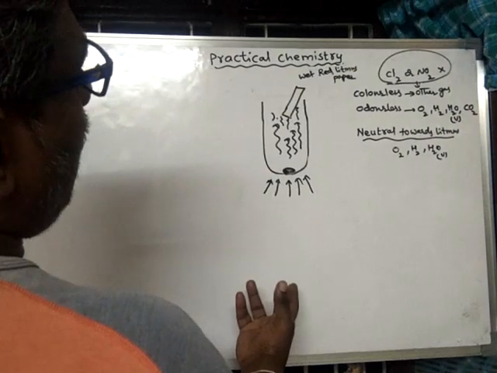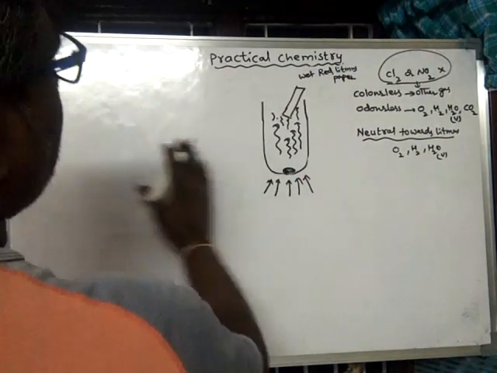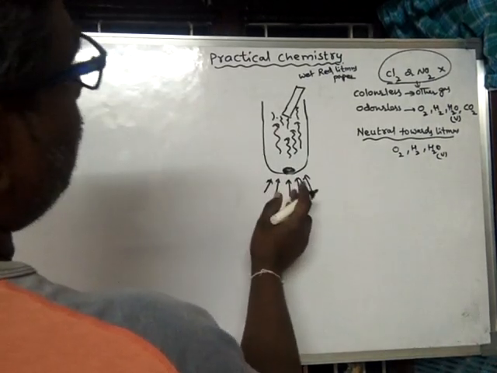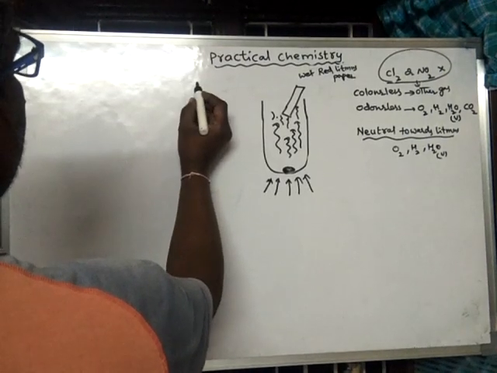So which gases are neutral out of all 11 gases? What are the 11 gases? I am writing a list of the 11 gases here. Where should I write? I'll write somewhere here.